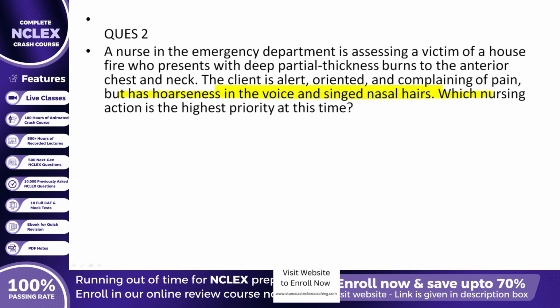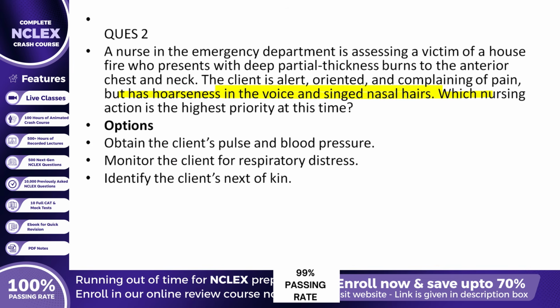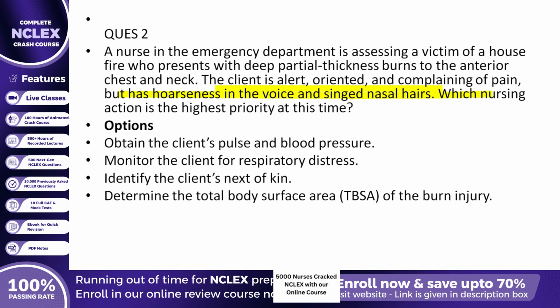Here are the options to consider. Option A, obtain the client's pulse and blood pressure. Option B, monitor the client for respiratory distress. Option C, identify the client's next of kin. Option D, determine the total body surface area of the burn injury. The correct answer is option B, monitor the client for respiratory distress.